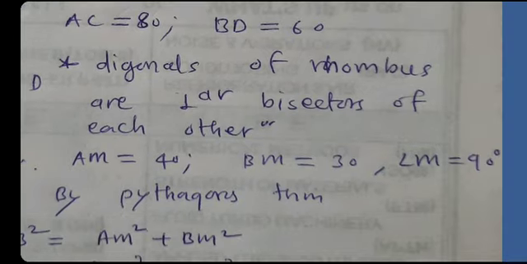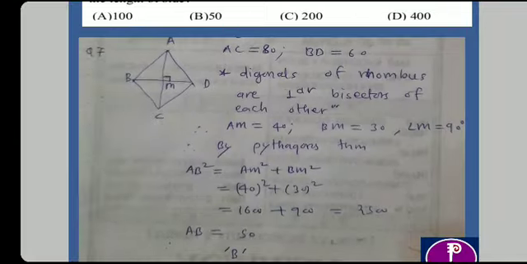Angle M is 90. So by using the Pythagoras theorem in triangle AMB, we get AB square is equal to 2500. So AB is equal to 50 here.